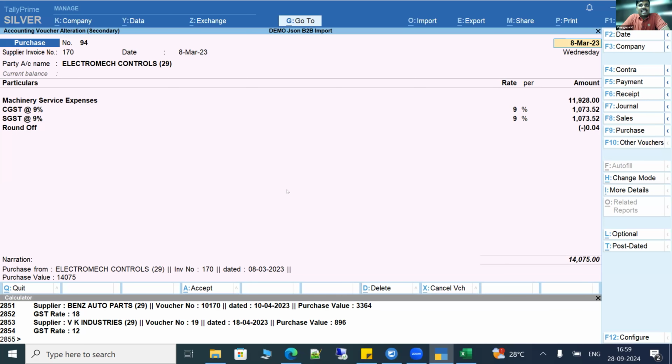And CGST, SGST has happened. Here comes the round off. That is where Babu has specifically chosen round off basis the value which is there in the portal, so that the proper accounting happens. And even in the narration, it says purchase from Electro controls, invoice number, invoice date, and the invoice value, the total value, which is given for your reference. You can change it to whichever ledger you want. Instead of machine repairs, you can put it as office maintenance. It's now in your control. Vendor wise, you can map. There is an option. User can change anytime.